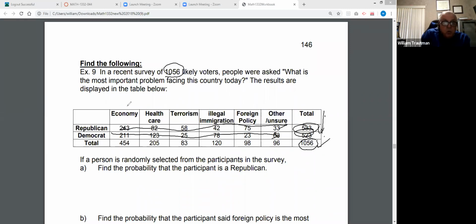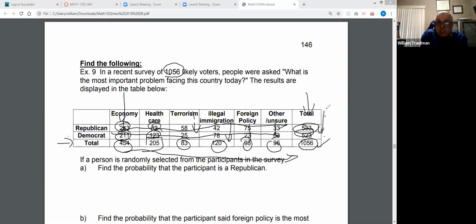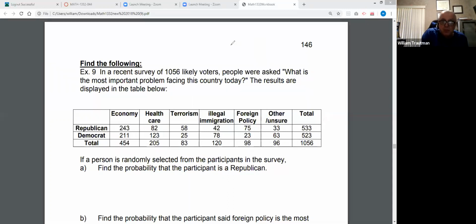Now, also, since we can add economy going down, 213 and 211, or 243 and 211 equals this. If I add these two up, I get this. You see, 58 and 25 equal 83. So you can add going down and get the totals, or you can add across and get the totals. But when I add all the totals this way, I get 1056, and when I add the totals this way, I get 1056. So you should get 1,056 total. All right, so I just showed you how that table worked. Now let's do the actual probabilities.